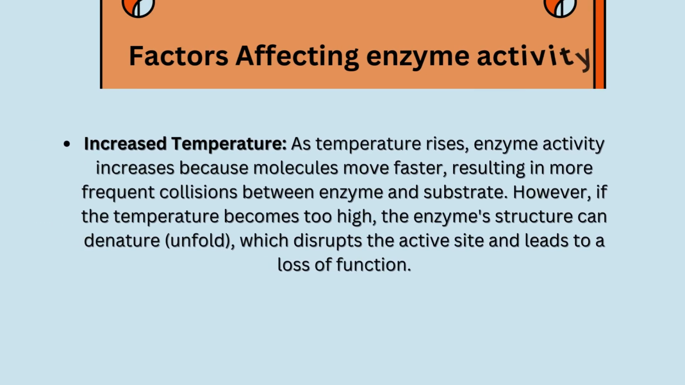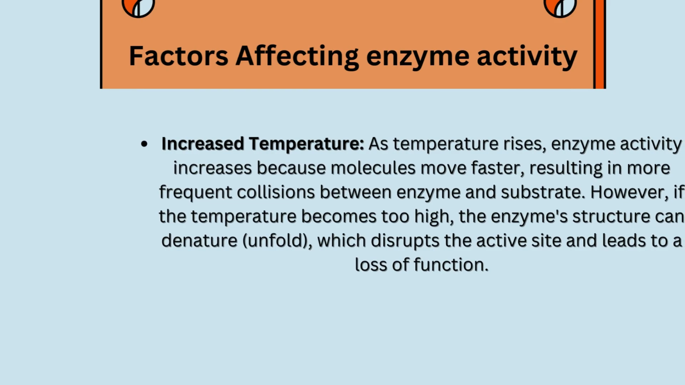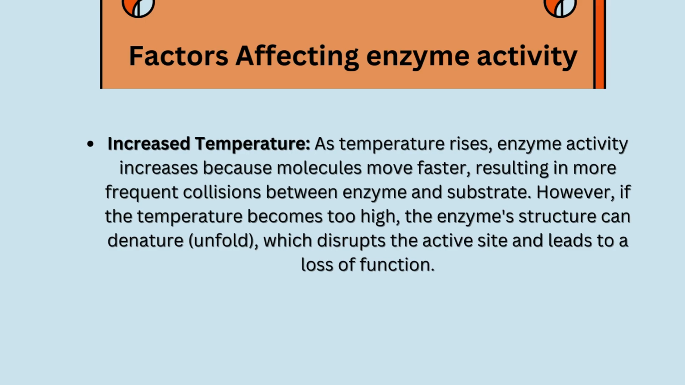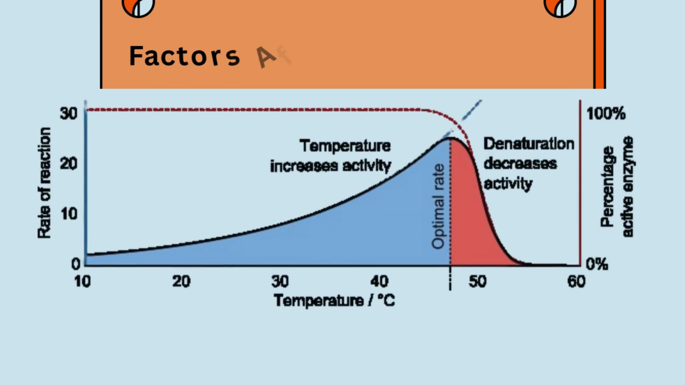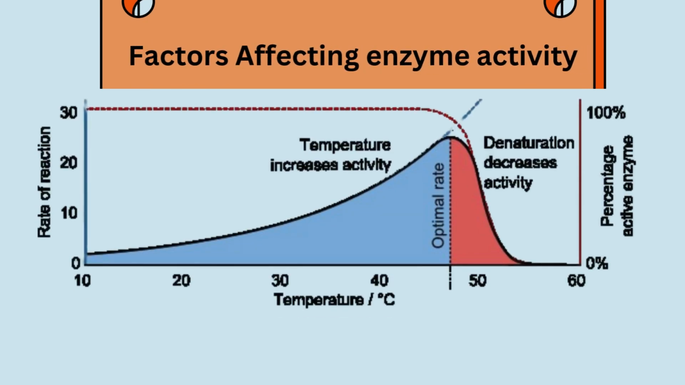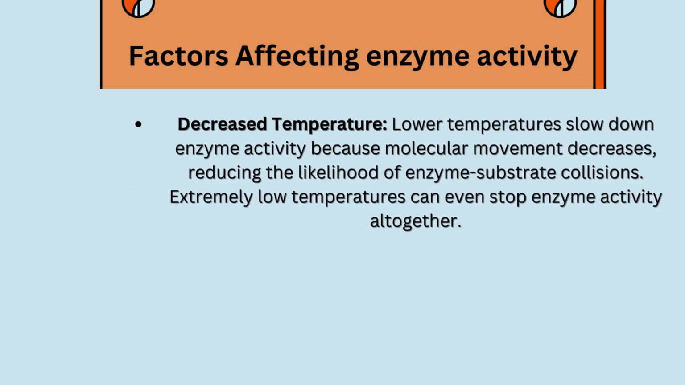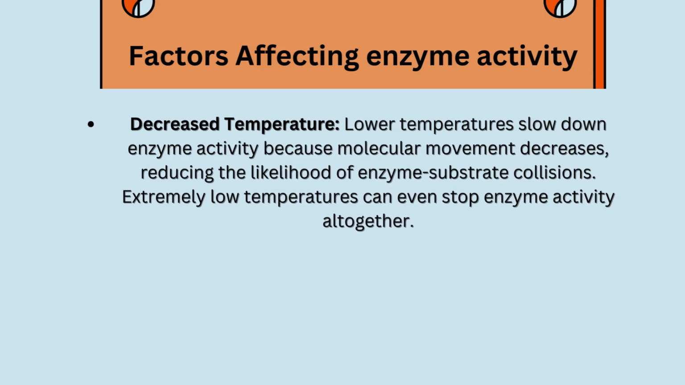As the temperature increases, enzyme activity increases because the molecules move faster, resulting in more frequent collisions between enzyme and substrate. But if the temperature becomes too high, the enzymes become denatured, which disrupts the active site and leads to loss of function. Lower temperatures slow down enzyme activity because molecular movement decreases, and at very low temperature enzymes remain inactive due to a fall in available activation energy. They will regain their catalytic activity when normal temperatures are restored.